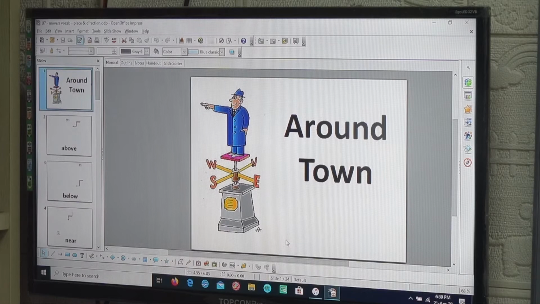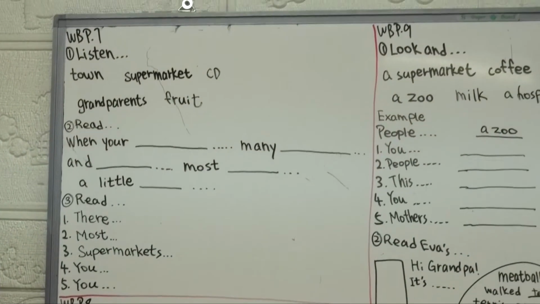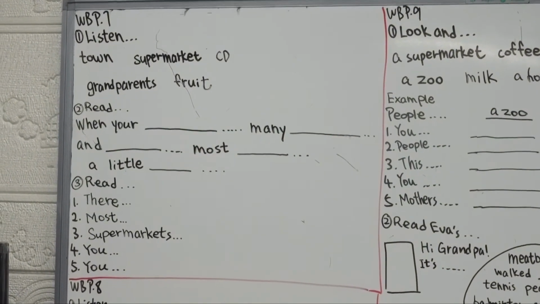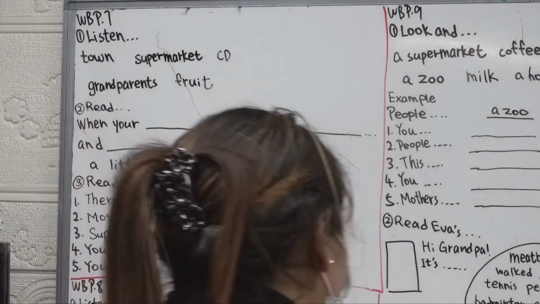Please open your workbook now and take out your pencil and eraser. Turn to page number 7. On page number 7, you will see some pictures, right? Listen, point, and say. So everybody, for this part, I would like you to read the words first. Then we will do the exercise, alright?